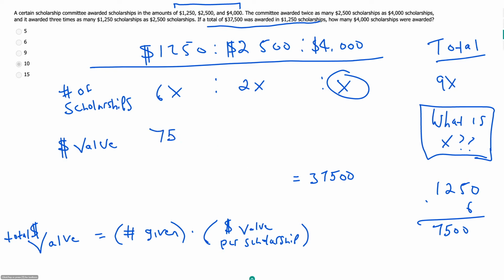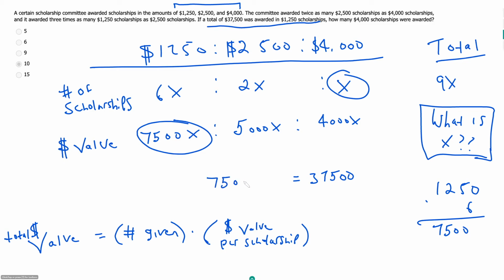And we can find this dollar value for each of our scholarships, right? For our $2,500 scholarships, it should be 2X times 2,500, which is just 5,000X. Should be 7,500X here. And then the dollar value of my $4,000 scholarships should just be 4,000X. But remember, I'm still just looking for X itself. So what do we know? We know the dollar value of my $1,250 scholarships is 37,500. So it is this expression here that is equal to 37,500. And now I just got to use that equation to solve for X.